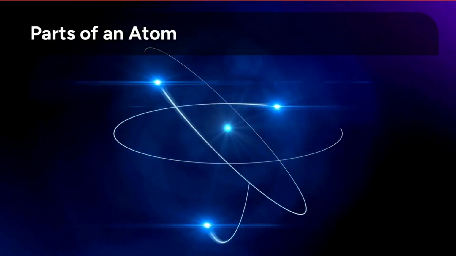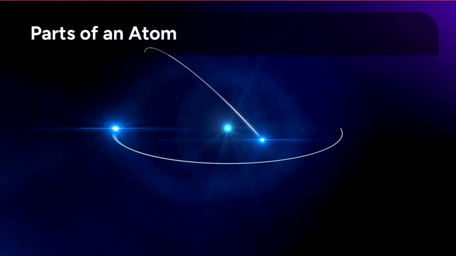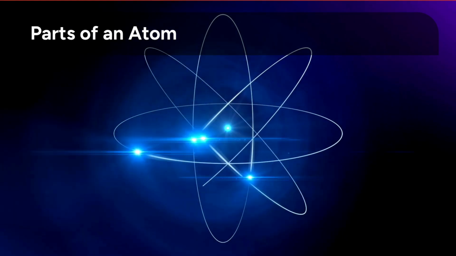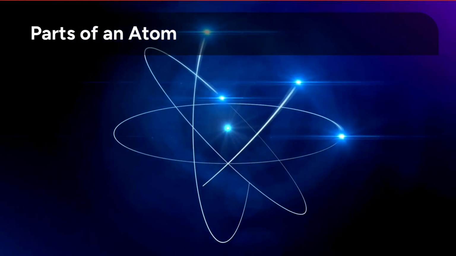Despite their tiny size, atoms are not indivisible. Each atom is composed of even smaller subatomic particles. Let's break down the main components of an atom: the nucleus and the electrons.